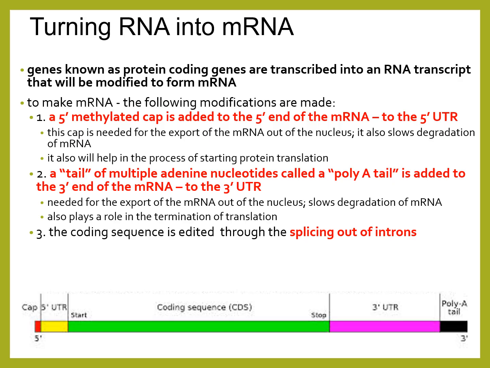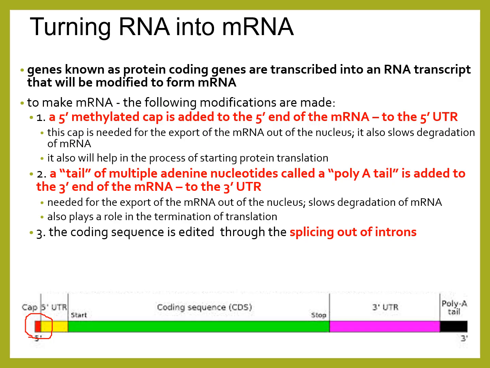The first modification is the addition of a 5' methylated cap added to the 5' UTR. And I'm going to circle it. There it is, this little red block right there. It is a modified G RNA nucleotide. It's added on to the very front of the 5' UTR, and it is needed in order for the mRNA to get exported out into the cytoplasm. And it also slows down the degradation of the mRNA by enzymes that exist out in the cytoplasm. Finally, the 5' cap is really important in starting the process we call translation.